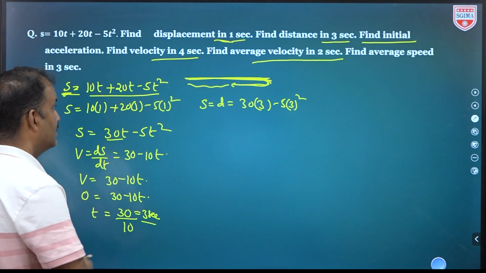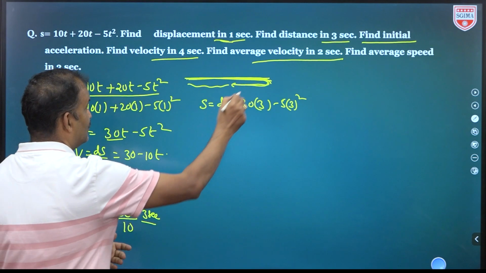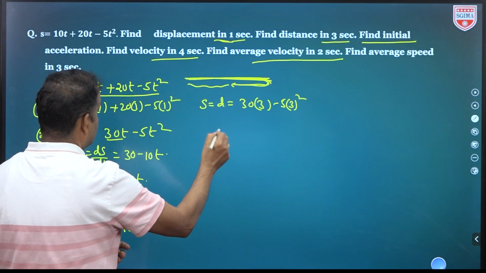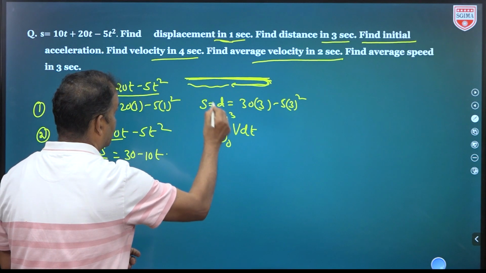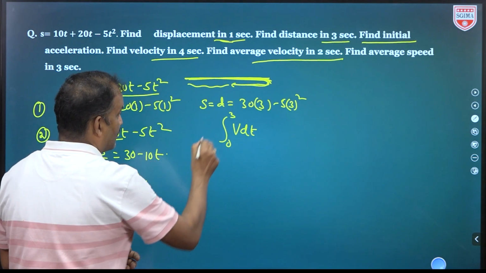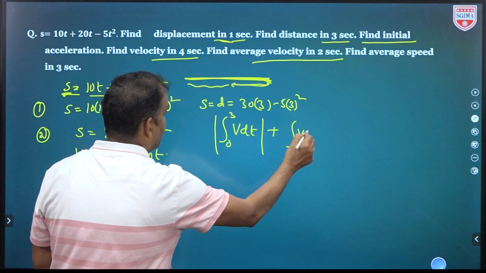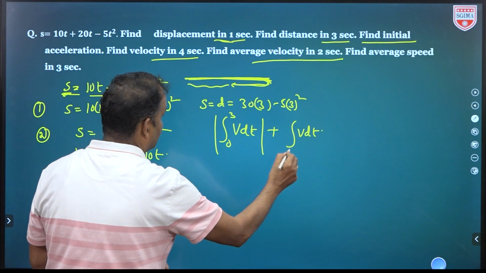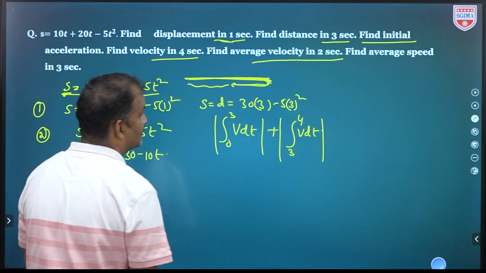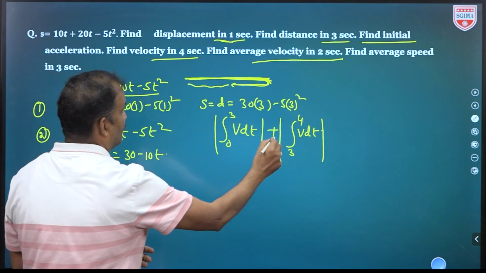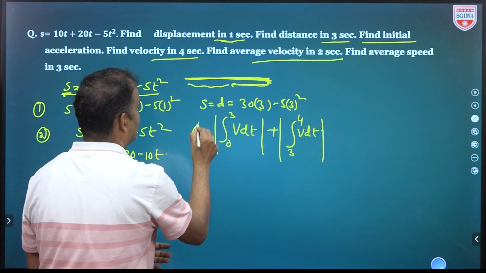Suppose they are asking the distance at t equal to 4 seconds. Then you have to do distance equals the integral of v dt from 0 to 3 in magnitude, plus the integral of v dt from 3 to 4 in magnitude. Here you will get a negative value, but if you take the magnitude, you will get the plus value. Here also plus value. So you will get the total distance.